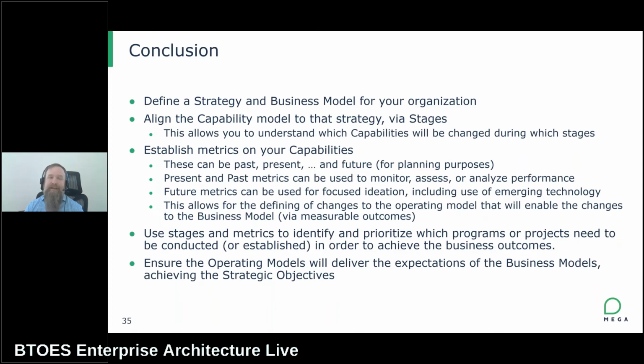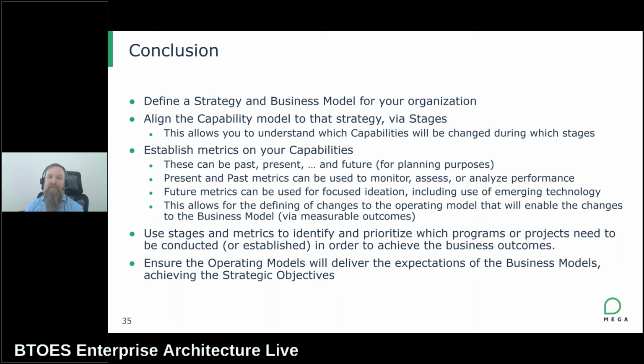Make sure that you have a capability model as part of your business architecture layer. Assess that capability model against that strategy, look for gaps, and where you find those gaps, plan for transformation that will enable the people, process, and technology to deliver the operating models needed to fulfill that strategy.